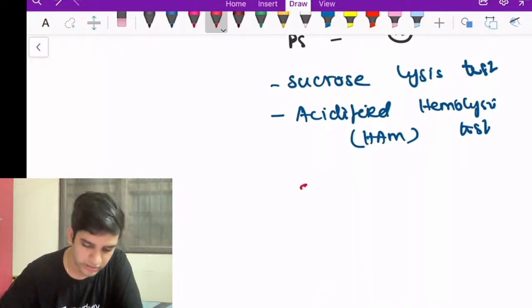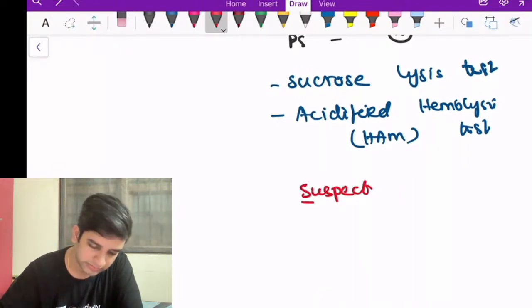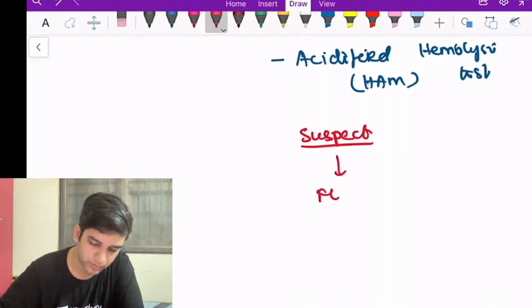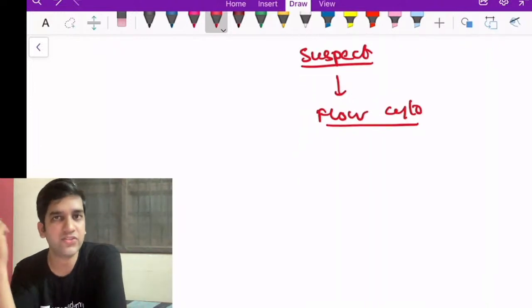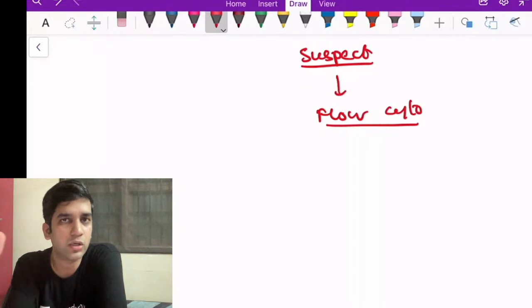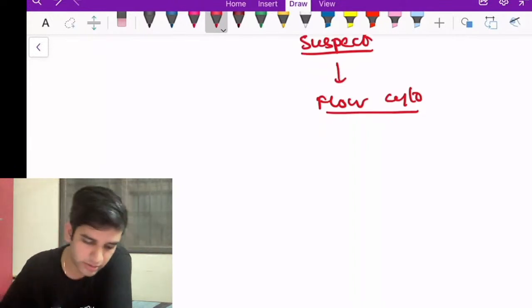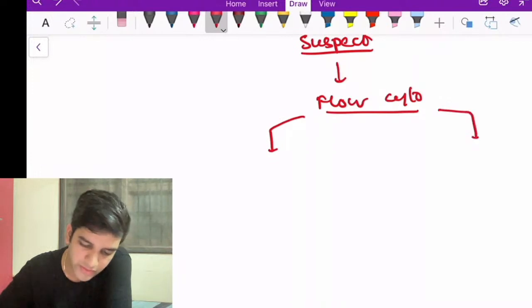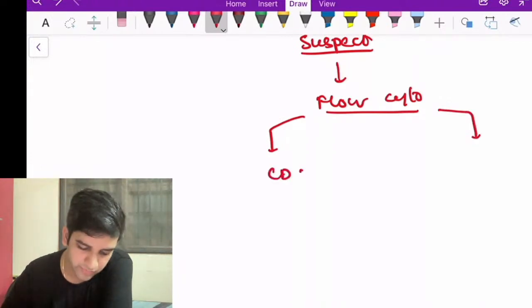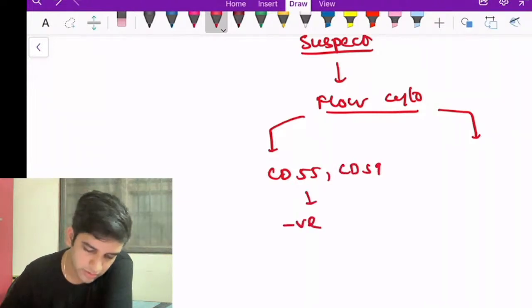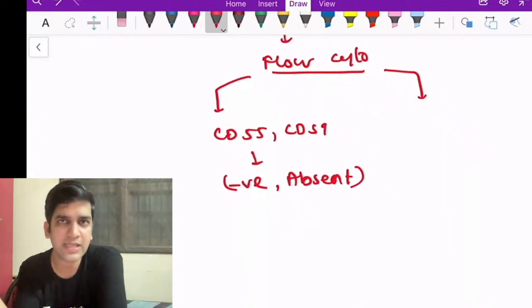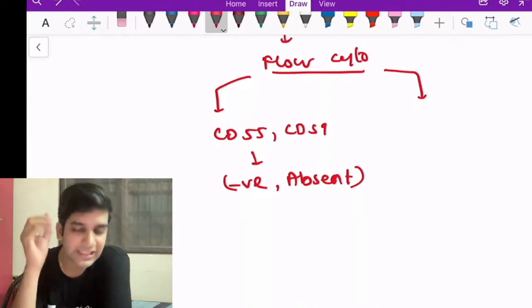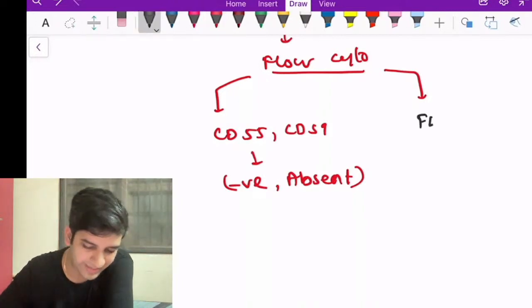Now the protocol is, you suspect PNH. The next thing you're going to do is flow cytometry. See, flow cytometry is a procedure, and I can use different stains there, like for hereditary spherocytosis we used eosin-5-maleimide. Here I have two types of stains. One, I am going to use CD55 and CD59 flow cytometry. The staining will be completely absent. Once the staining is absent, I suspect PNH, because if CD55 and CD59 are absent, it has to be PNH, because they are not anchored.